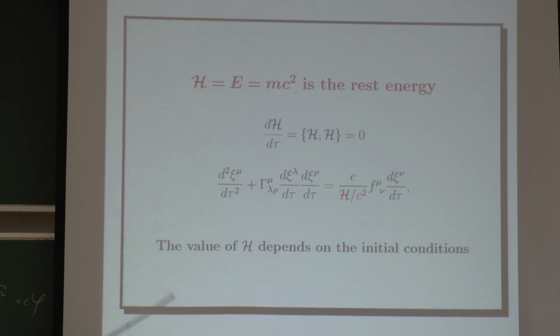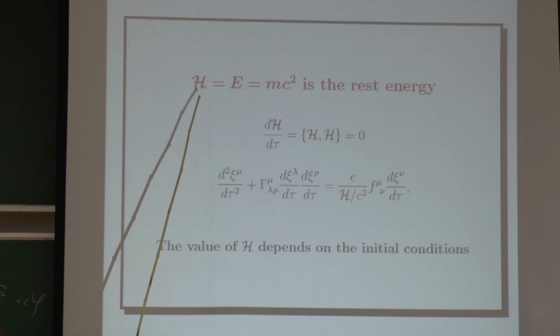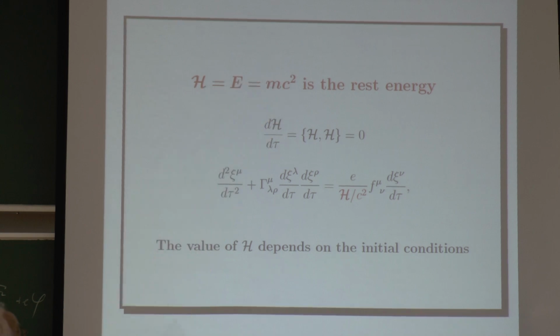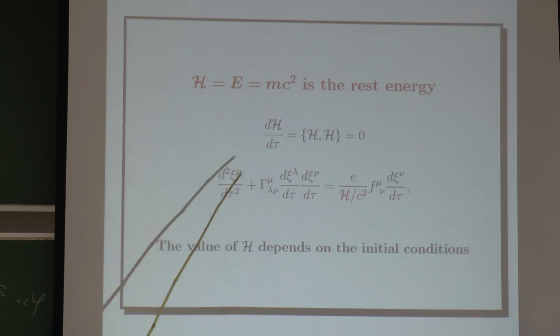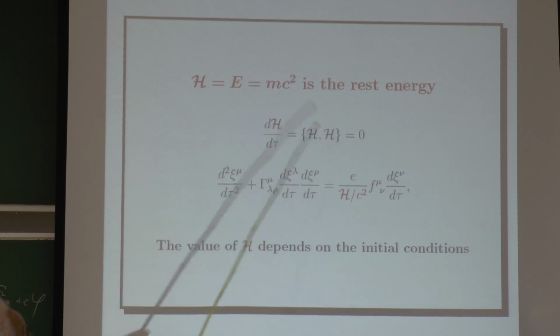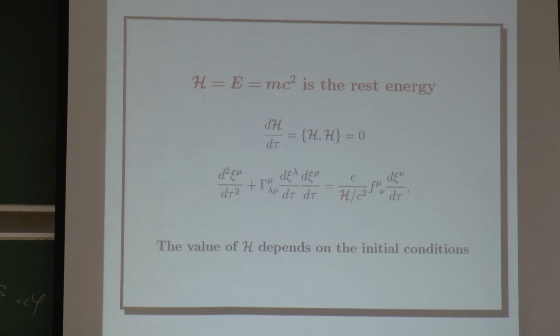Well, first, h is the rest energy, because it's this square of kinetic momenta. Now, h is a constant of motion, because it commutes with itself according to a Poisson bracket.